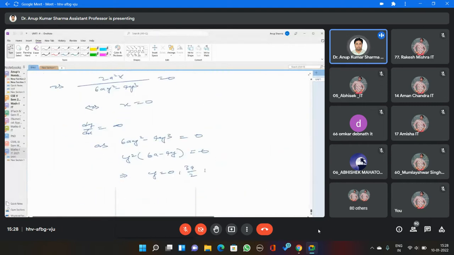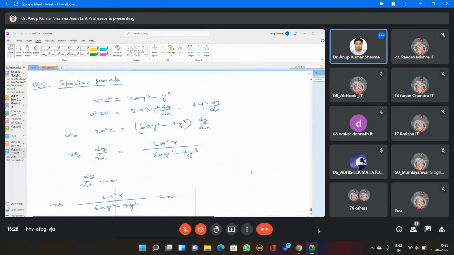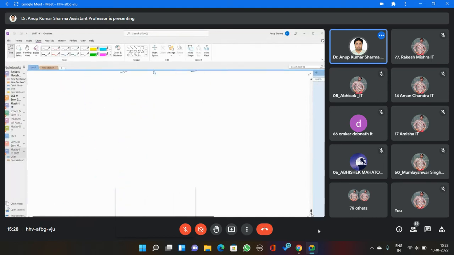Okay, now we are coming to the next problem. So we have done the curve tracing for this one. The curve tracing next: trace the curve a square y square equal to x square into a square minus x square. Here a is the parameter.